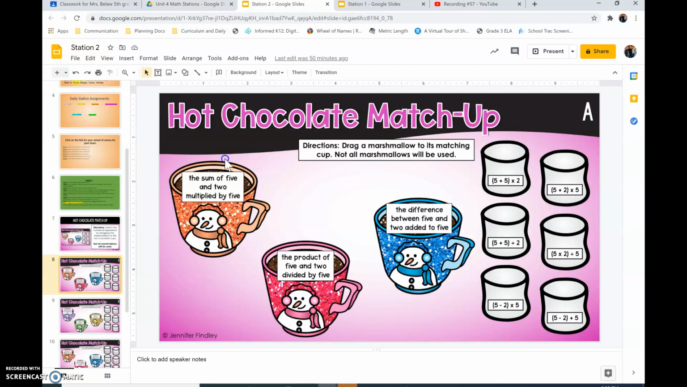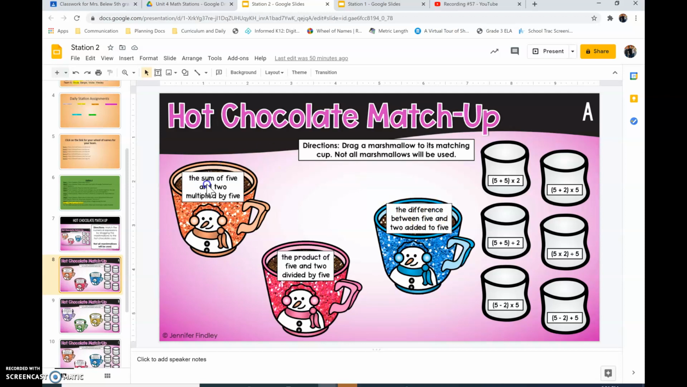The first thing I want to remind you is there are some keywords that you need to know, such as sum. Remember, sum is the answer you get when you add two numbers. Multiply means multiply. Product is the answer you get when you multiply two numbers. Divided means divided by. And the difference means the answer that you get when you subtract two numbers.